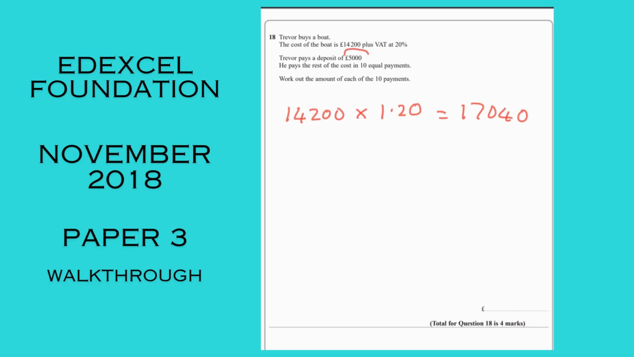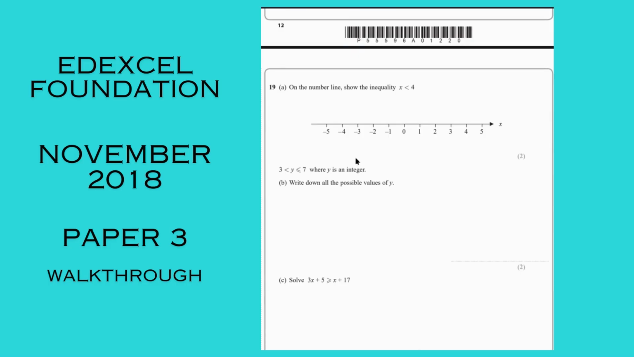Making a deposit of £5,000 means take it away. So Trevor's left with £12,040 to pay. We need to divide that by 10 because there's 10 equal payments. So Trevor needs to make sure he's paying £1,204 for each payment.